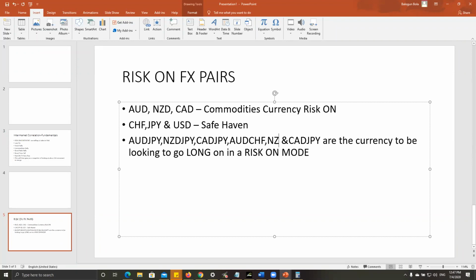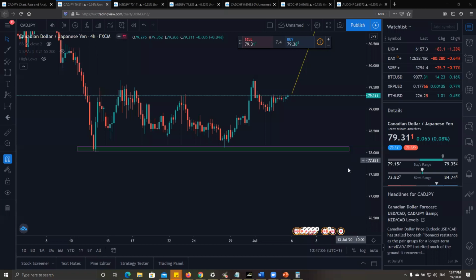New Zealand, Swiss, and CAD Swiss as well. Okay? So we need to be pairing all that together. So that's the reason why we come to CAD yen.